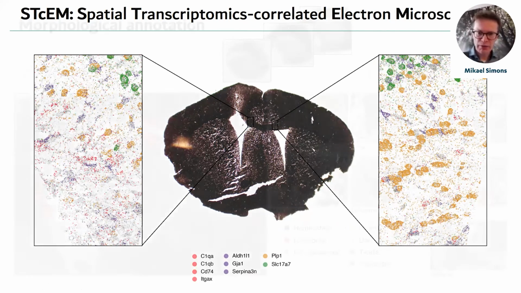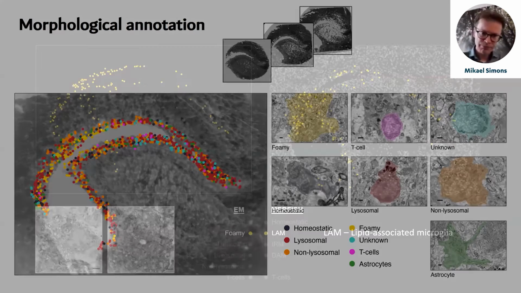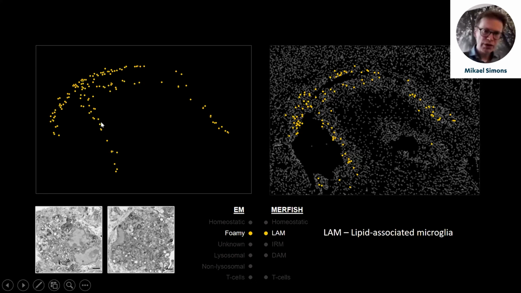And then we could zoom in on the EM images and look at structural components and do morphological annotations of different cells. I will not go through all the annotations here, but for the purpose of this talk, just focus on the foamy microglia. These are easily identified in EM images because you have lots of lipid droplets in these microglia. And now we can identify in the lesion all the regions where foamy microglia were identified by EM. And now we can ask what is close to these foamy microglia, what are the transcriptional responses of cells close to these microglia.